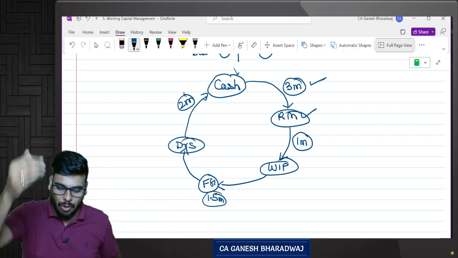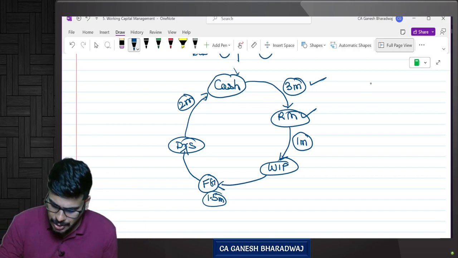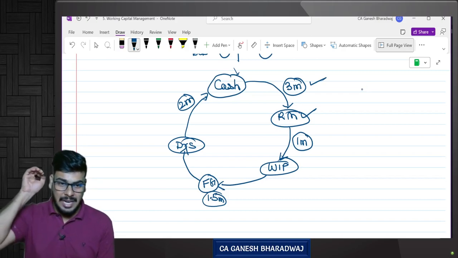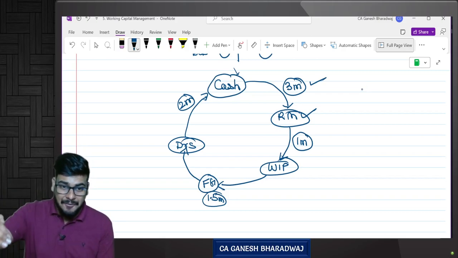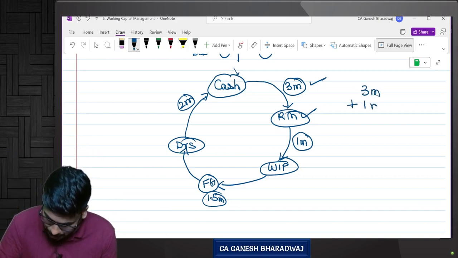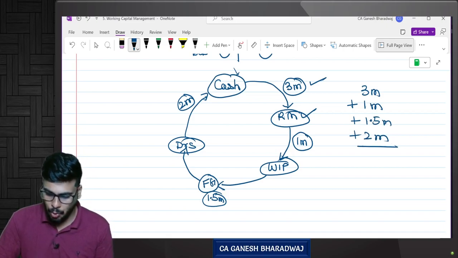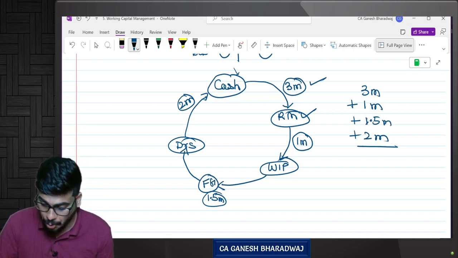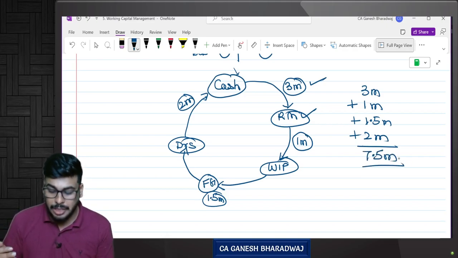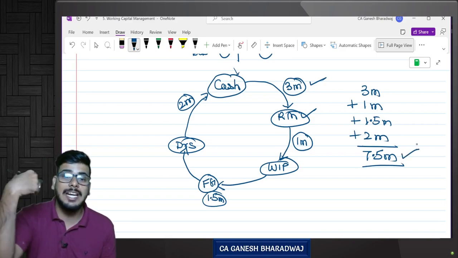After that, when I am selling, I will not be able to get the cash immediately because the debtors are asking me for a credit period of 2 months. And after that only, I am able to get the cash. Or in other words, if I introduce cash into the business, when will I get back this cash? It takes 3 months plus 1 month plus 1.5 months plus 2 months, correct? So 3 plus 1 is 4, plus 1.5 is 5.5, plus 2 is 7.5. So in this example, just an example, technically it takes 7.5 months for me to get back my cash.